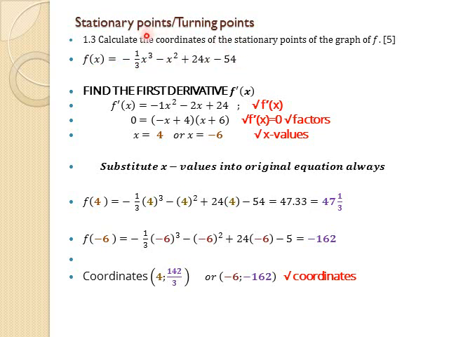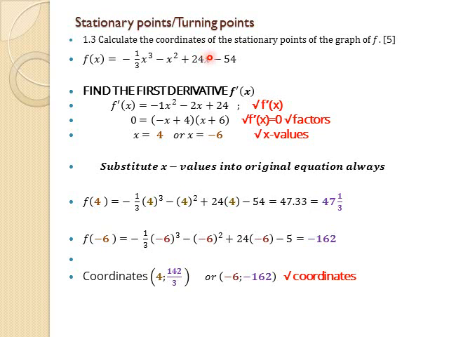To get stationary points, I will always first have to find the first derivative. So the first derivative of that: I'm going to say 3 times negative 1 over 3, which gives me negative 1. 3 minus 1, which gives me 2. 2 times negative 1 gives me negative 2. 2 minus 1, x to the power 1. 1 times 24 gives me 24.